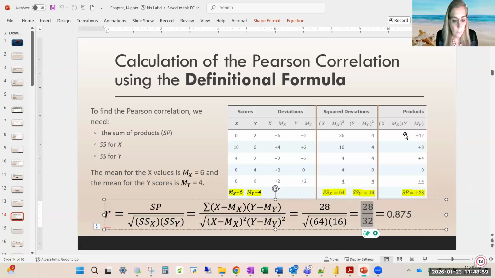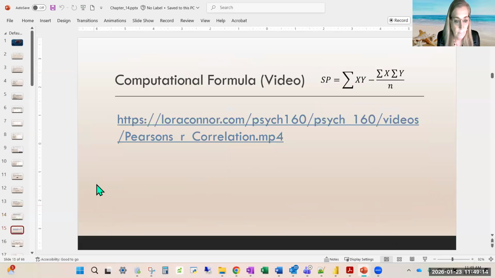0.875. So remember, when we were looking at the plot, we estimated that the outcome would be between .8 and .9 based on what we could see on the plot. And yes, we actually got a score that's almost 0.9. All right, so I will place this Pearson's r correlation video as an extra, or some supplemental videos, which will help you practice if you wanted to learn how to do the computational formula.